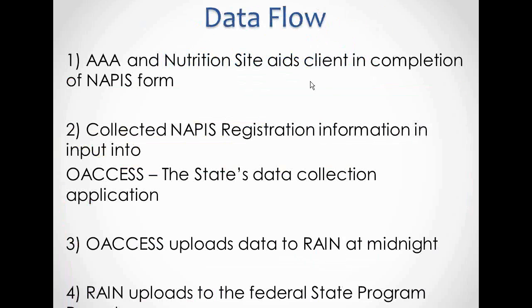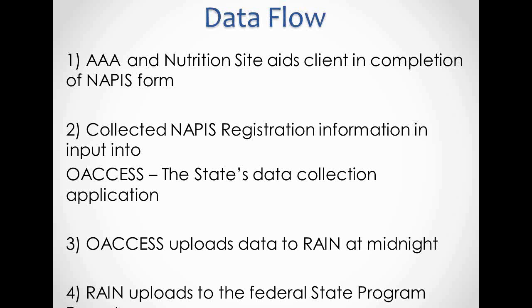Okay, so in talking about the data flow, so where does the data come from and how does it flow through the system into the report? I've identified here that the AAA and the nutrition site aids the client in completion of that NAPIS form. The NAPIS form is basically step one. Once that data is on that NAPIS form, and we'll take a look at one a little bit later, it has to be entered into Oregon Access. And that is where it actually uploads into RAIN.